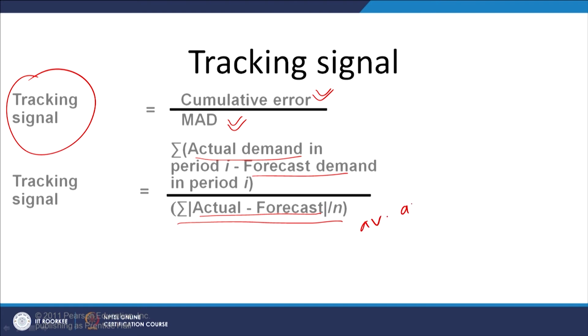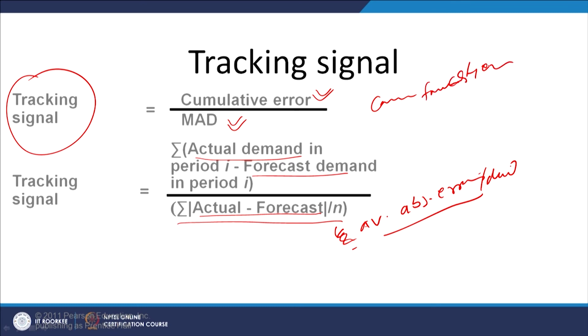So, basically this is the average absolute error, the sum of the average error or deviation. Basically this is the average absolute error and this is the cumulative forecasting error. So, the cumulative forecasting error and the mean deviation. Now we will see one example for calculating the tracking signal.